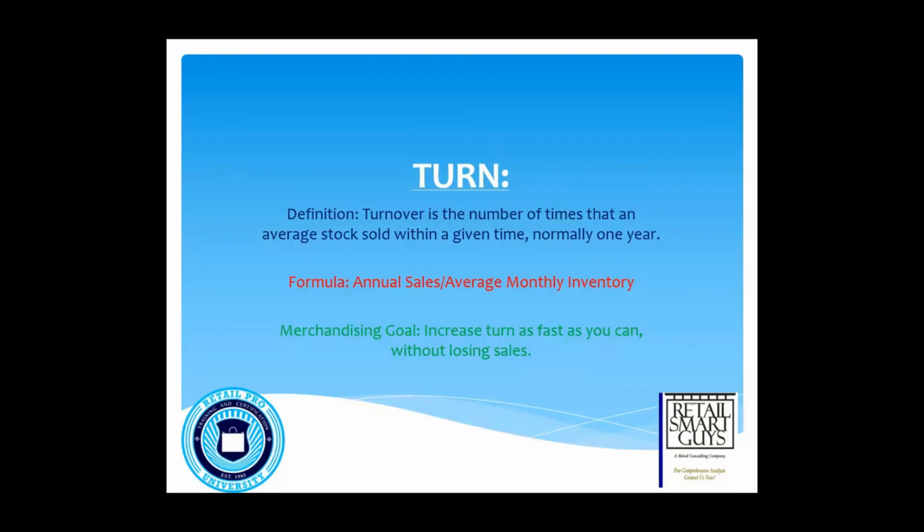And what's our goal here? Our goal is to get a pretty fast turn. We want it to turn as fast as I can without losing sales. So turn has sort of a lower end and an upper end, right? We don't want the turn to be so slow that we've got the goods forever. At the same token, we don't want it to be so fast that we actually end up missing business, and I'll explain that more as we get a little deeper into this presentation.